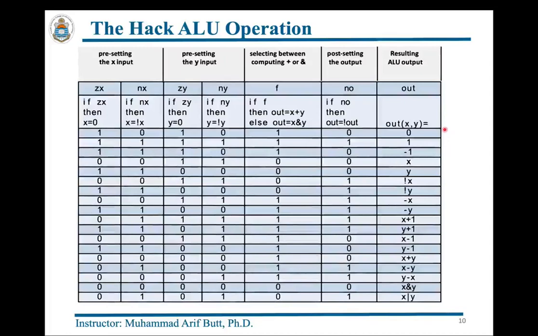So this slide gives you a bigger picture of how the different combinations of these 6 control bits make the Hack ALU perform one of the 18 different operations. These are the 18 different operations. So let us understand some of these operations one by one, taking sample input values.